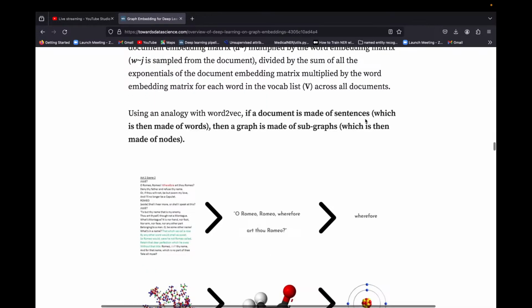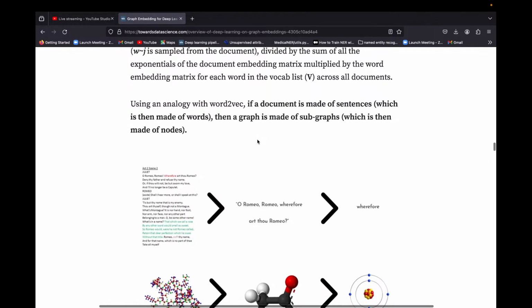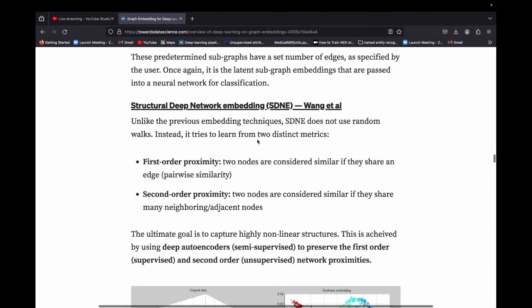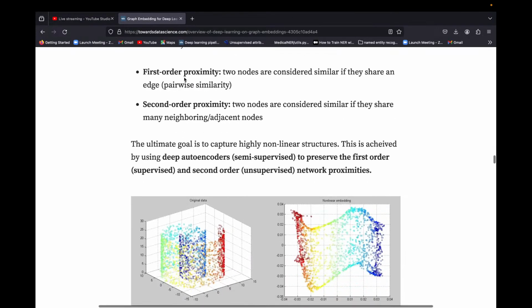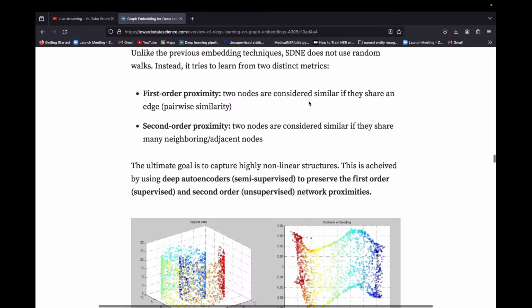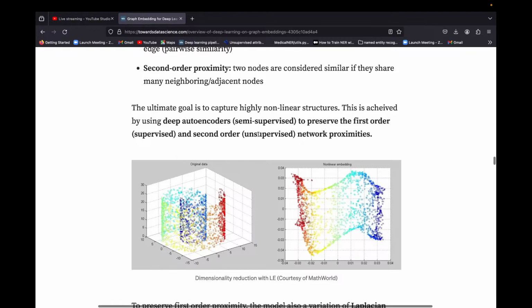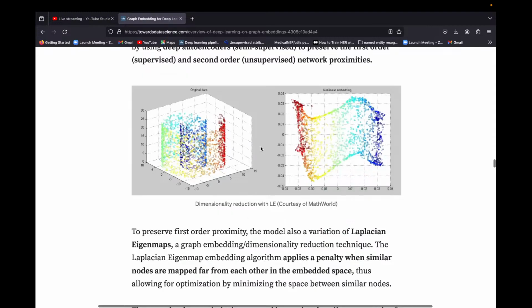If a document is made of sentences, which are then made of words, then a graph is made of subgraphs, which are then made of nodes. First order proximity: two nodes are considered similar if they share an edge, pairwise similarity. Second order proximity: two nodes are considered similar if they share many neighboring adjacent nodes. This is achieved by using a pattern called semi-supervised to preserve the first order supervised and second order network proximities.